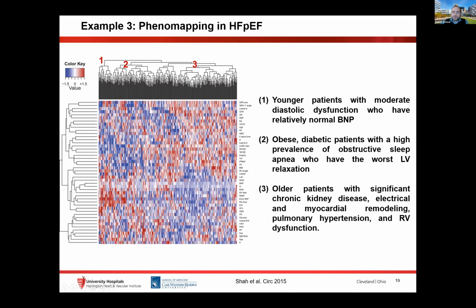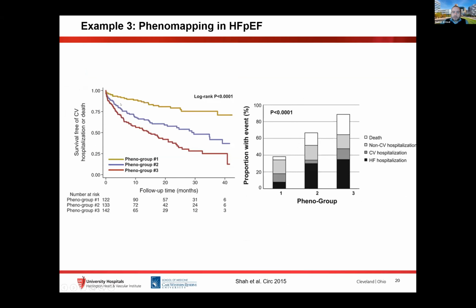Now, this unsupervised learning technique is really agnostic to the outcome; the software doesn't know what the outcome is of these patients. Surprisingly, or maybe not surprisingly, when you look at the clinical outcomes, which is freedom from cardiovascular hospitalization or death, these phenogroups, or clusters, did very differently. The best one, phenogroup number 1, the younger patients with mild diastolic dysfunction, did the best, while the older patients with CKD and atrial fibrillation did worse. They also have differential distribution of cardiovascular events.